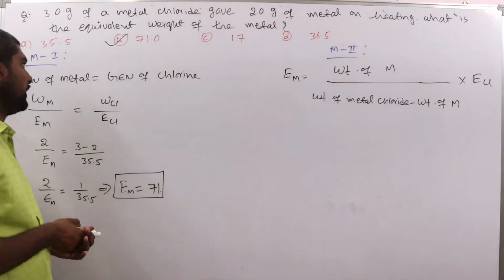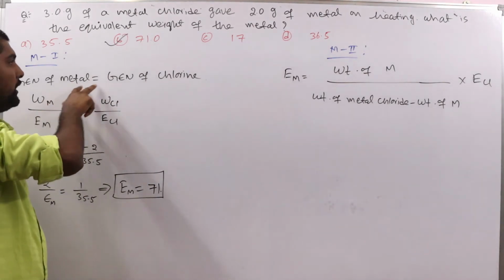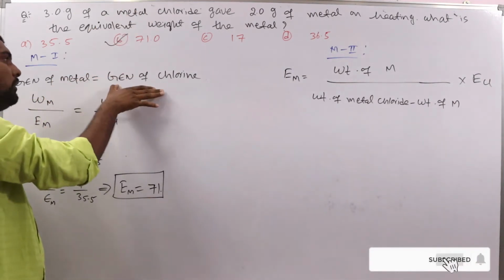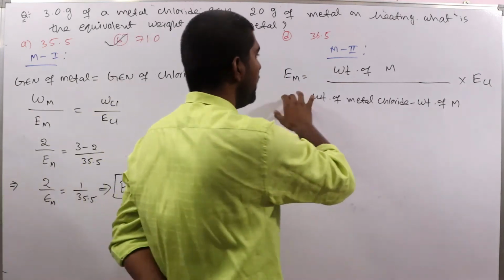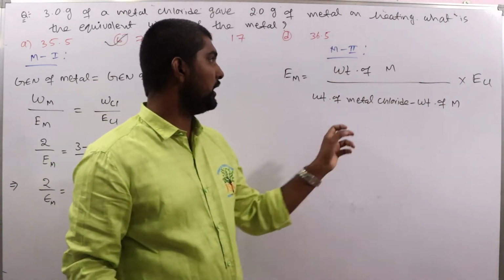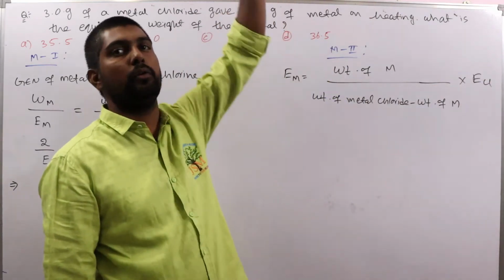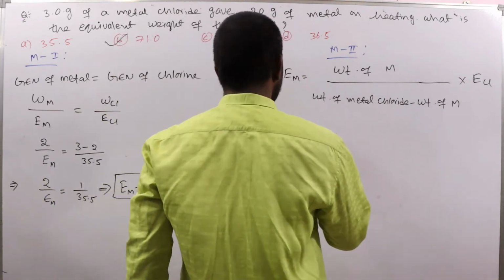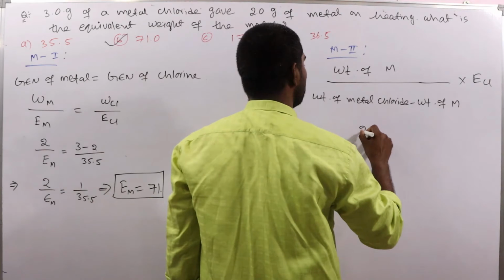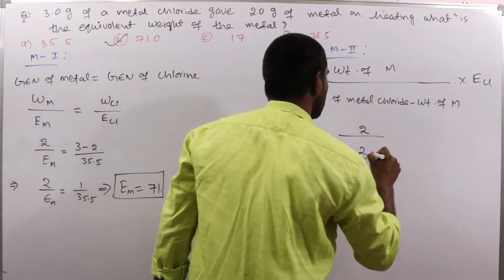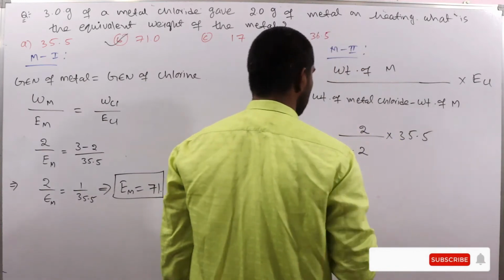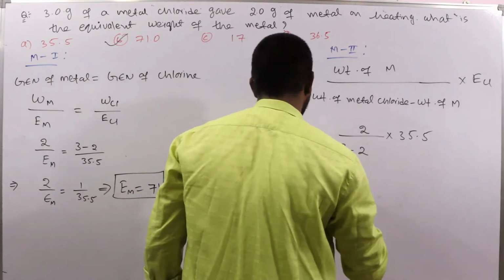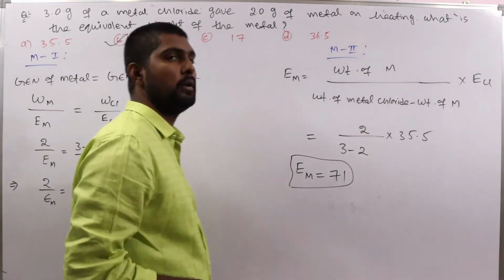If metal oxide is given, number of equivalents of metal equals number of equivalents of oxygen. If metal chloride is given, number of equivalents of metal equals number of equivalents of chlorine. In the same manner, if metal oxide is given we get the equivalent weight of oxygen; if metal chloride is given we get the equivalent weight of chlorine. Very simple. Now substitute here: weight of metal is 2, by 3 minus 2, into 35.5. So the equivalent weight of metal is 71. Whatever method we follow, we get the same result.